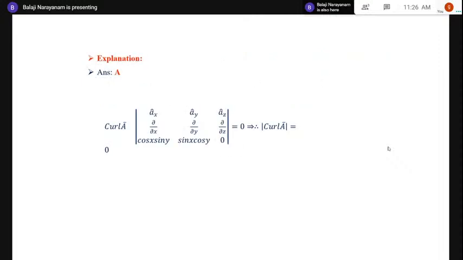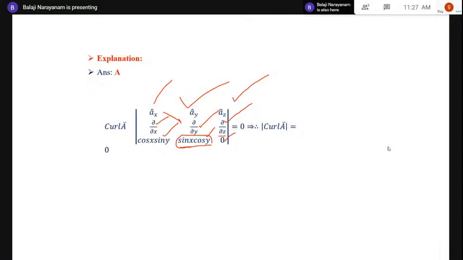One may easily solve curl as the determinant of Ax bar, Ay bar, Az bar, and del cross A. So the del operator: dou by dou x, dou by dou y, dou by dou z, and cos x sin y, sin x cos y, and 0. Now Ax bar multiplied with dou by dou y of 0 is 0, dou by dou z of sin x cos y. This entire term is independent of the variation of z, hence you get 0 here.